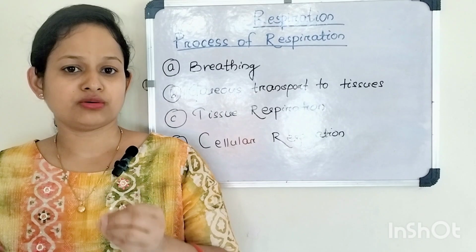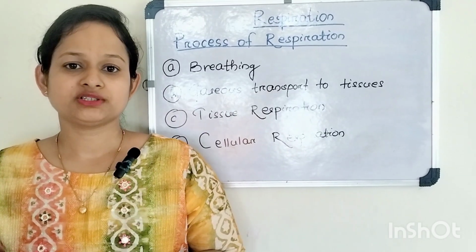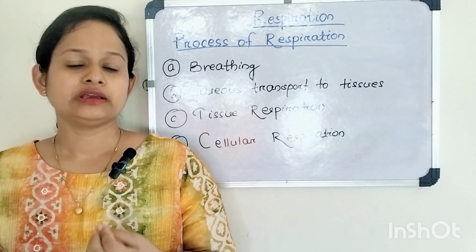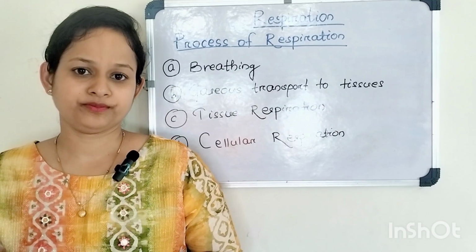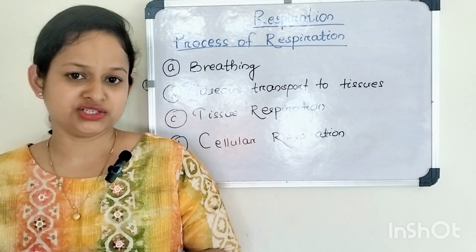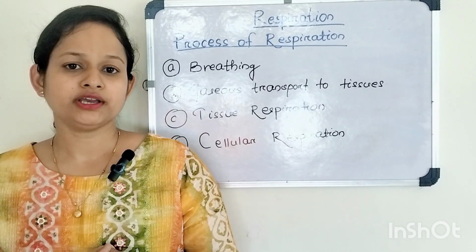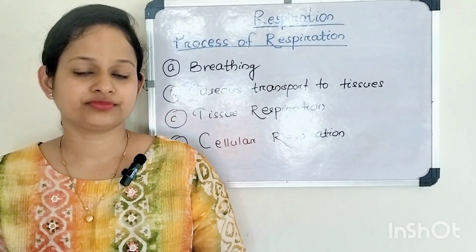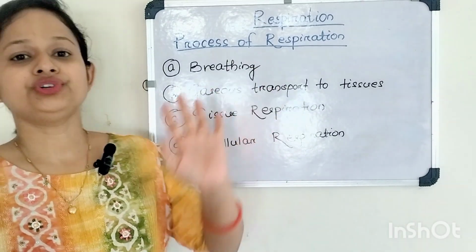In case of some microorganisms and the lower organisms, the oxygen comes inside the body by the process of simple diffusion. But in case of higher organisms, the oxygen comes to the body by the nose and lungs. So next come to the gaseous transport to tissues.